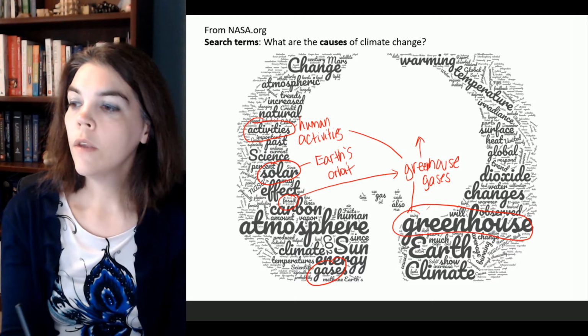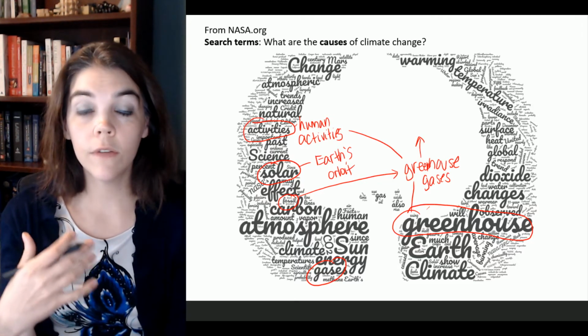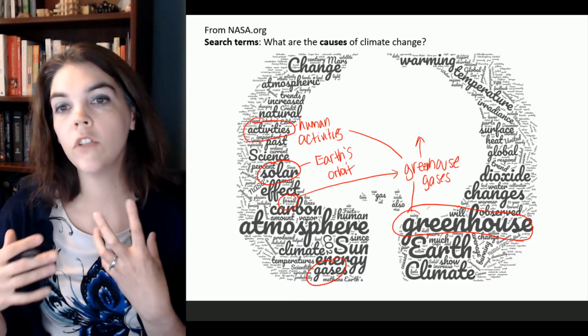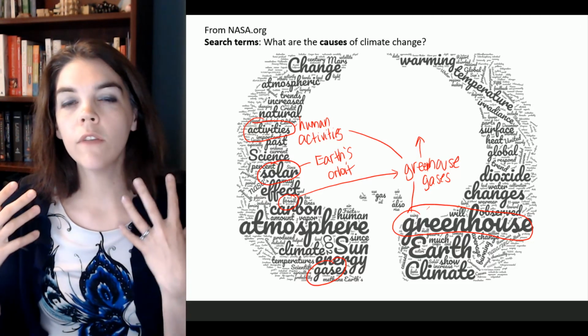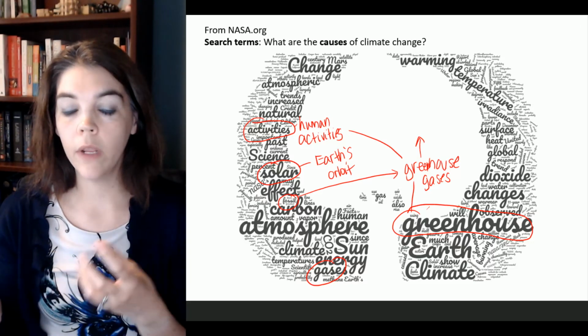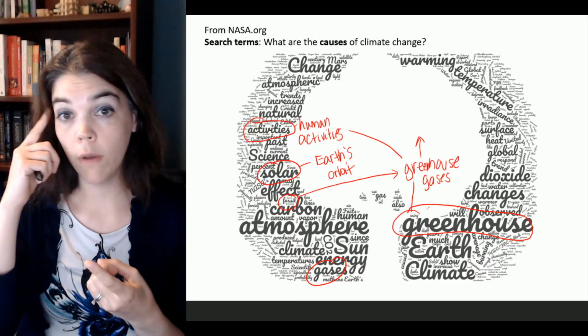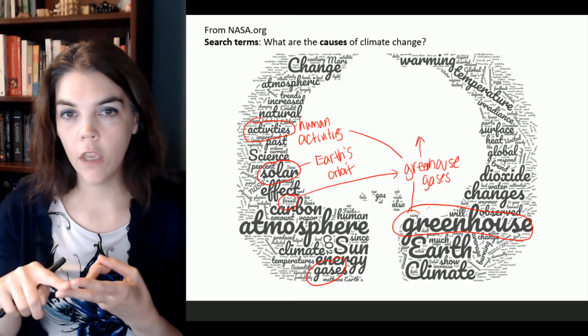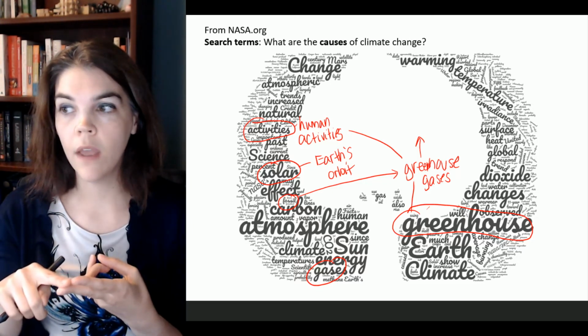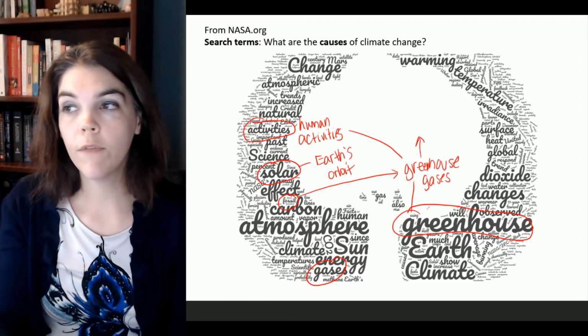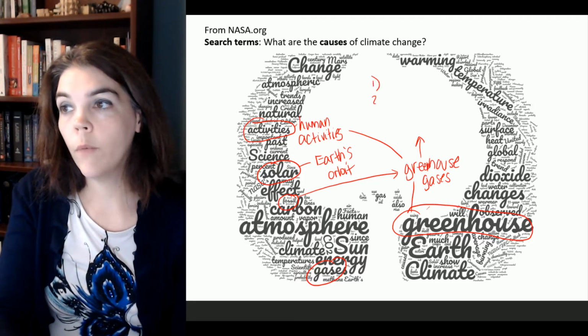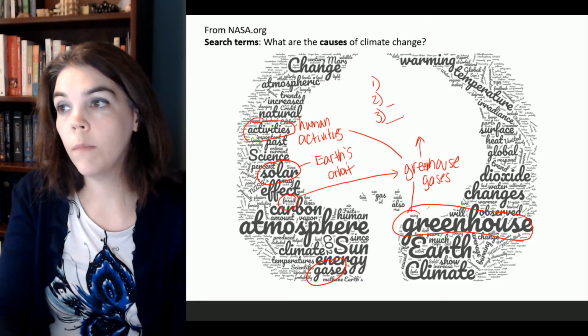Okay. So again, this is how I want you to think about developing your ideas. It's not just looking at the word cloud. It's also thinking about what you have already learned, thinking about what your sources have said, and then making a plan from there, deciding what your 1, 2, and 3 are going to be.